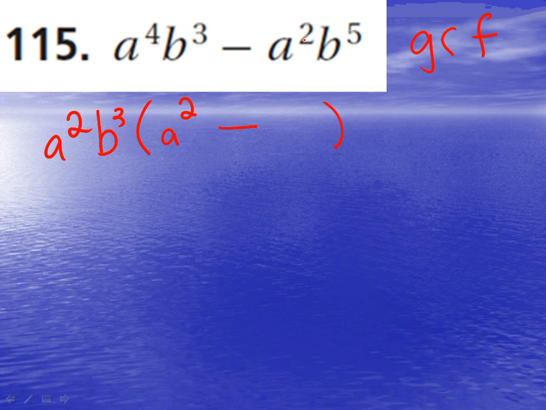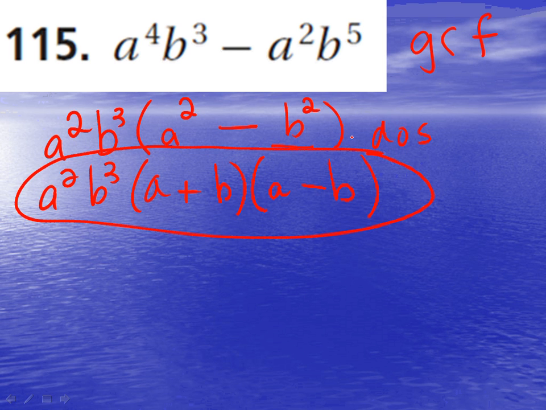On the second part, I took out an a squared here, so I don't need any more a squares. This is a b to the fifth. I took out 3, so I have b squared left. Looking at this, this is the difference of 2 squares. So I'm going to rewrite my greatest common factor. Difference of squares has 2 parentheses, 2 terms, and 2 different signs. A squared is a times a, and b squared is b times b. I'm finished. There's nothing else I can do. Good job.